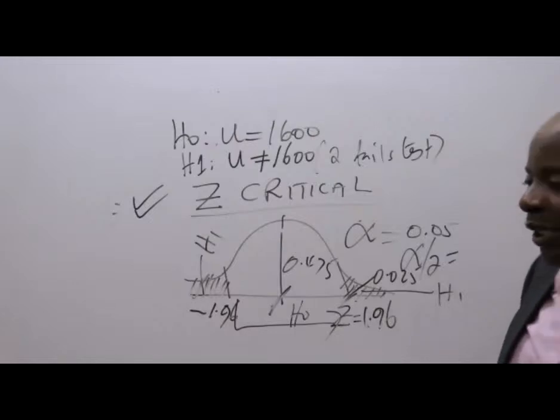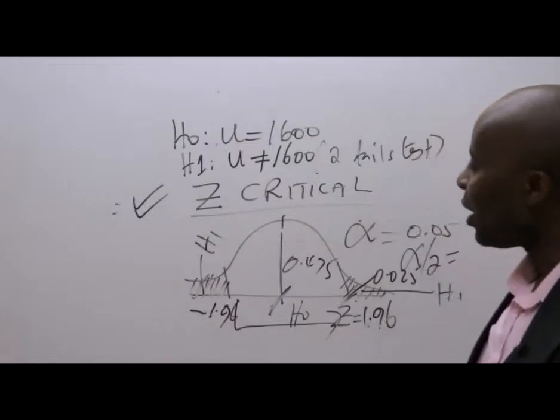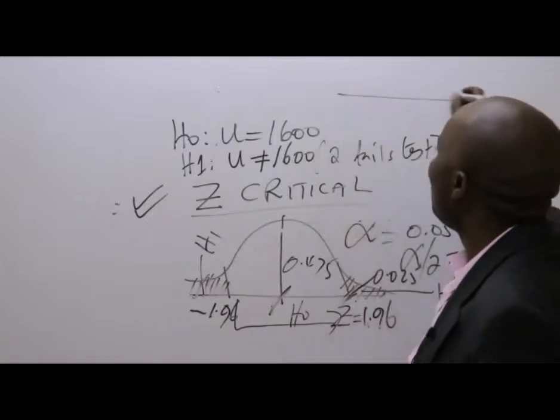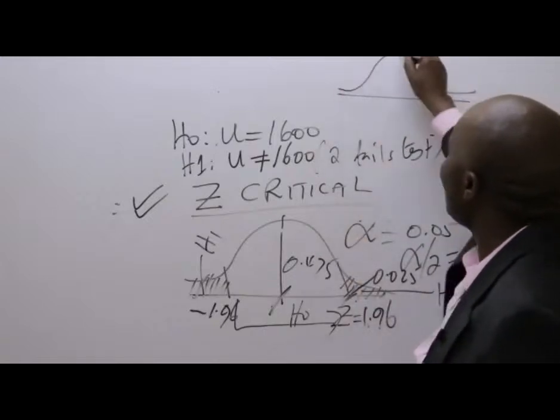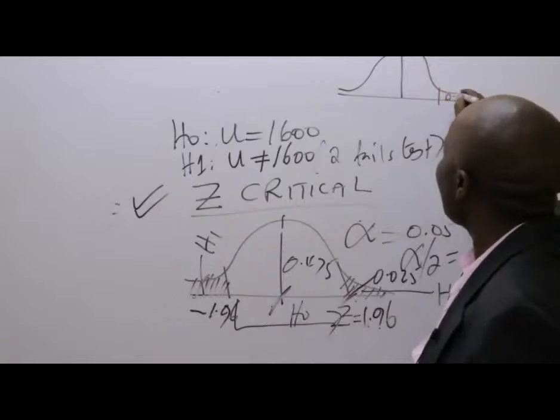Okay, so how do we get this 0.475? Very easy. Remember the earlier calculation, remember it well. Here, if you have 0.025.